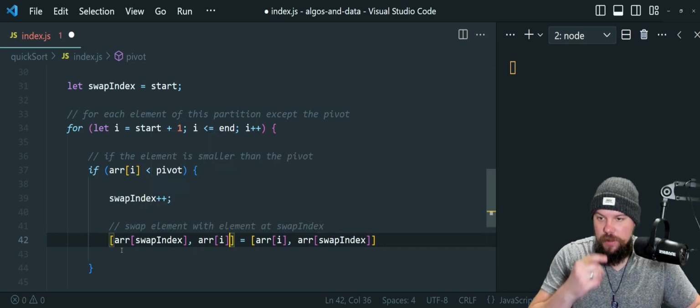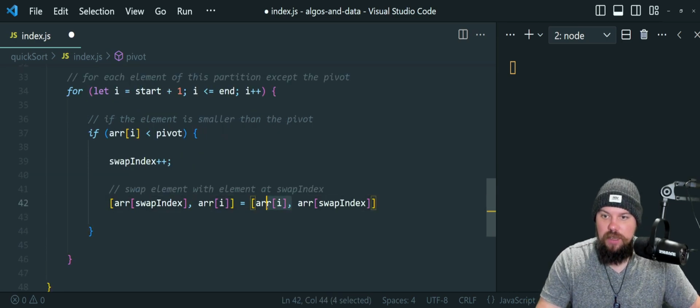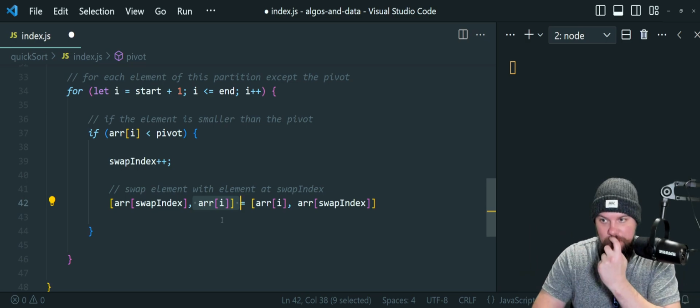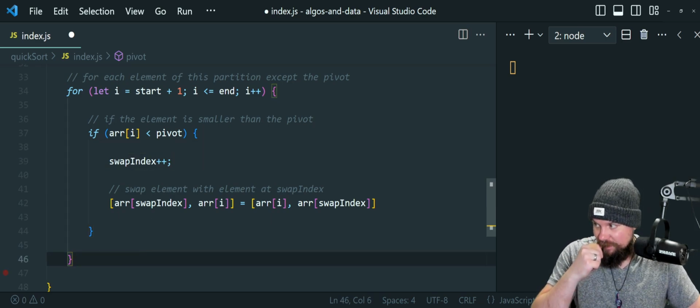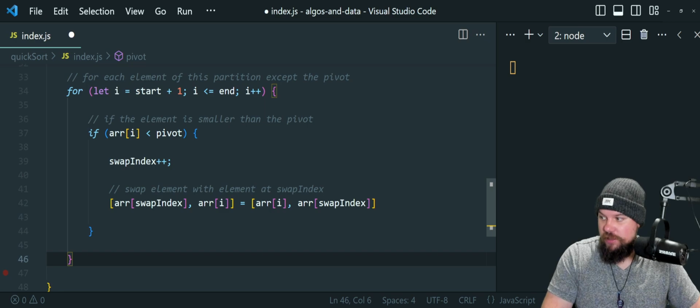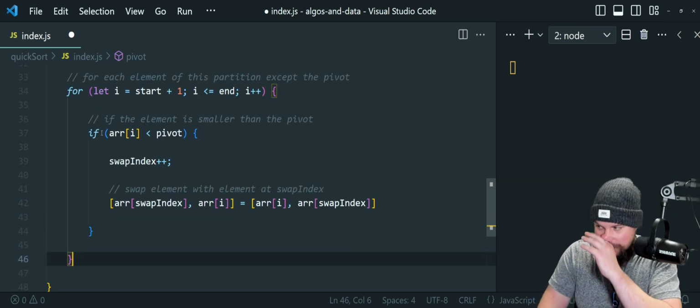So remember, all this does is take the array, the element we're looking at, and swap it with the element at the swap index, which means the element at the swap index becomes the element where we were originally looking. So again, this is just the swapping of them and incrementing the swap index to count. Now, outside of this, we are doing a loop. This should move through the whole thing and swap all things to the left.